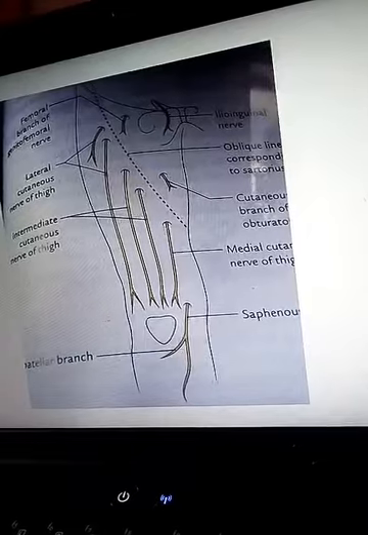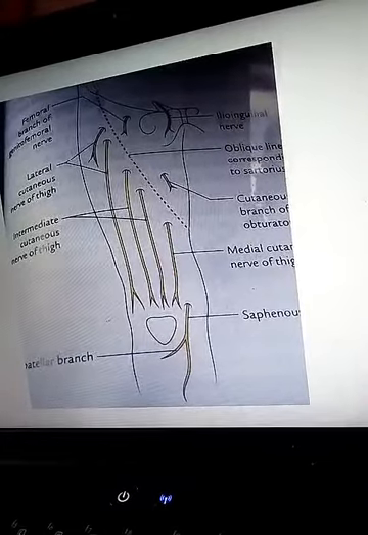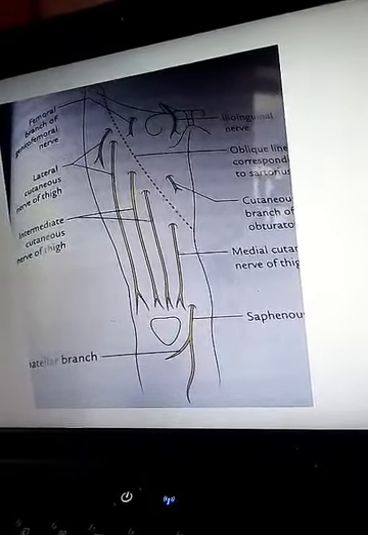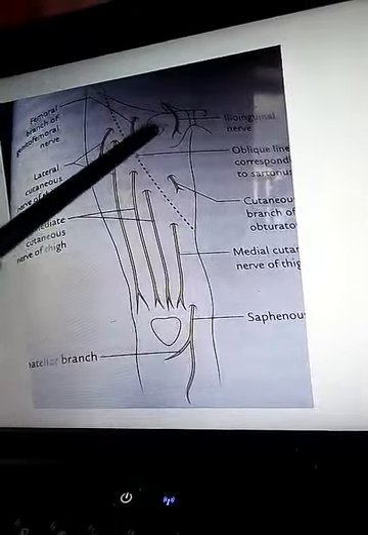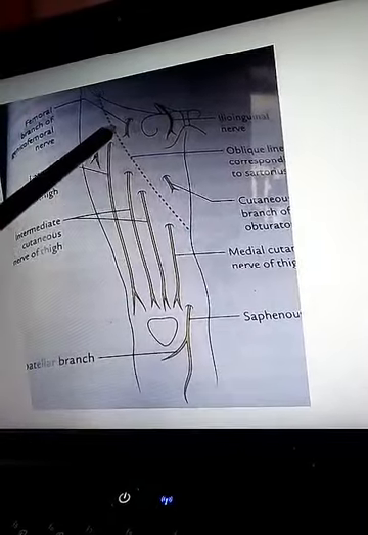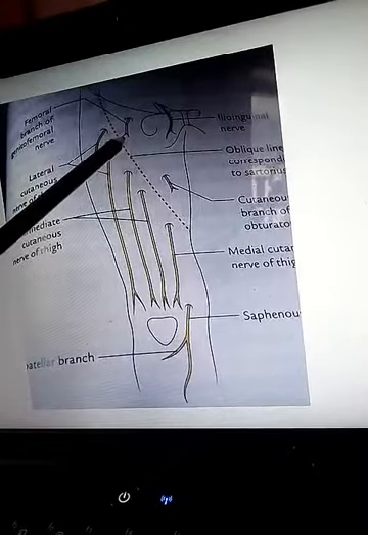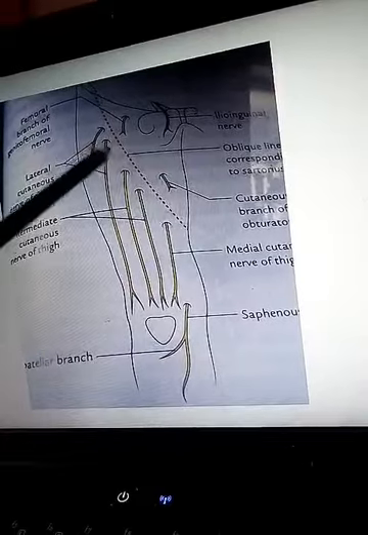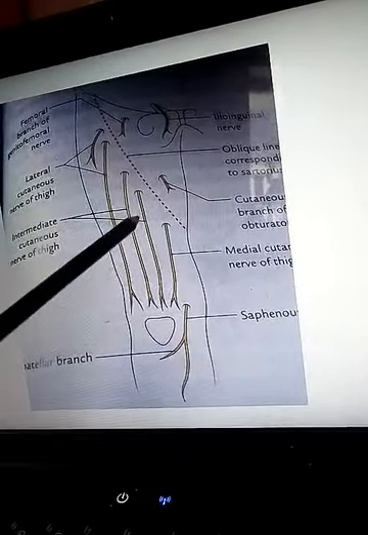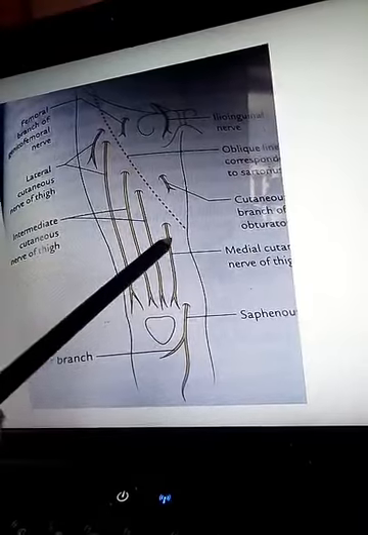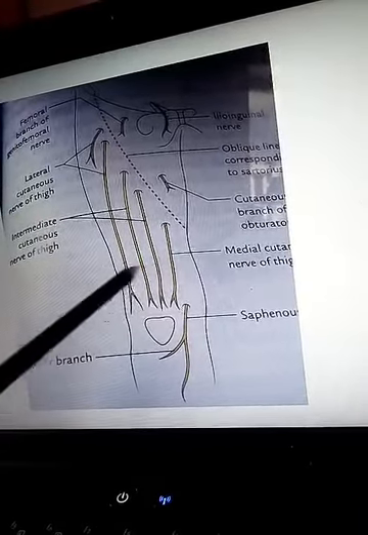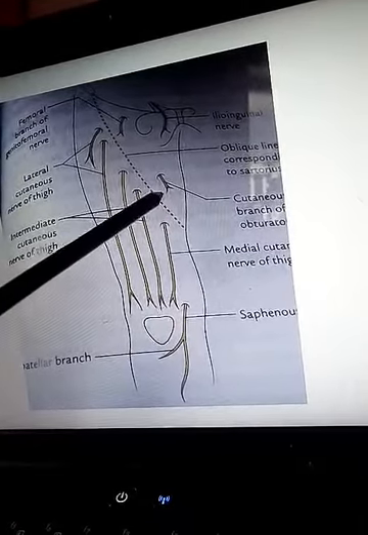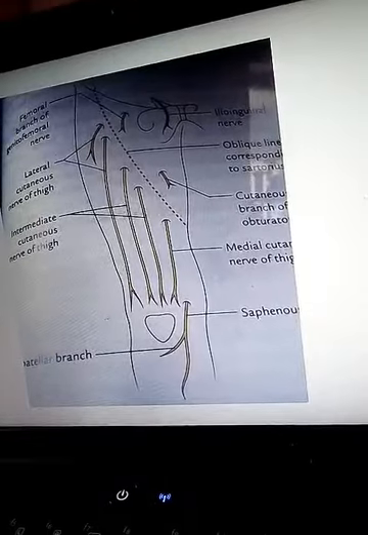Now skin on the front of thigh is supplied by 7 cutaneous nerves, which are derived from the lumbar plexus: Ilioinguinal nerve, femoral branch of genitofemoral nerve, lateral cutaneous nerve of thigh, intermediate cutaneous nerves of thigh, and medial cutaneous nerve of thigh. Besides, we have saphenous nerve and cutaneous branch of obturator nerve.